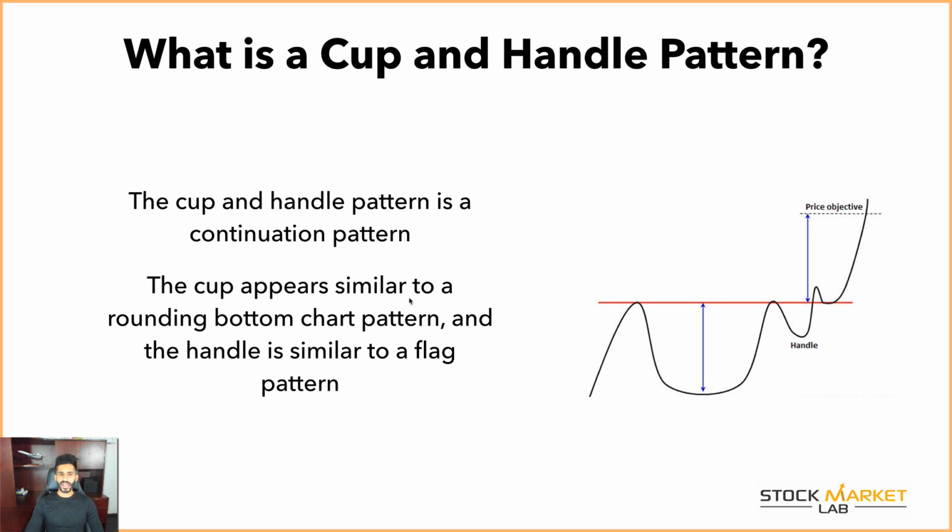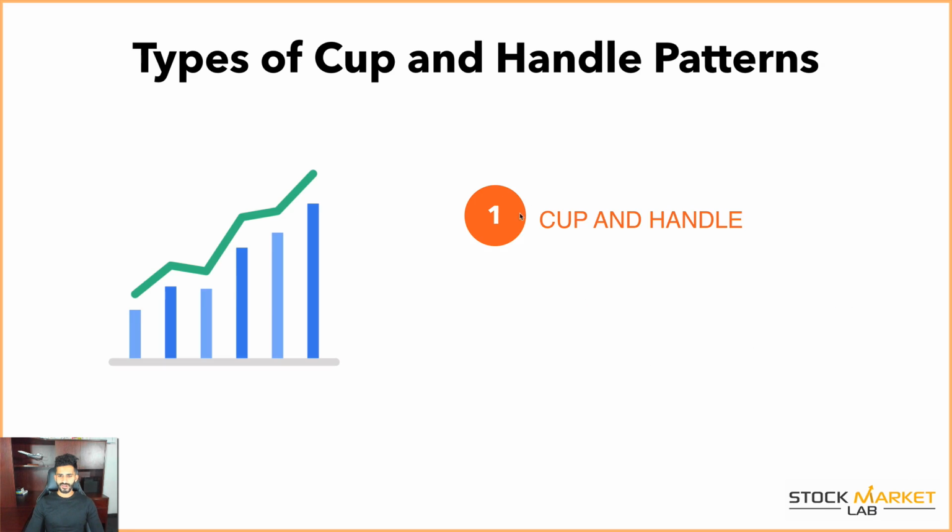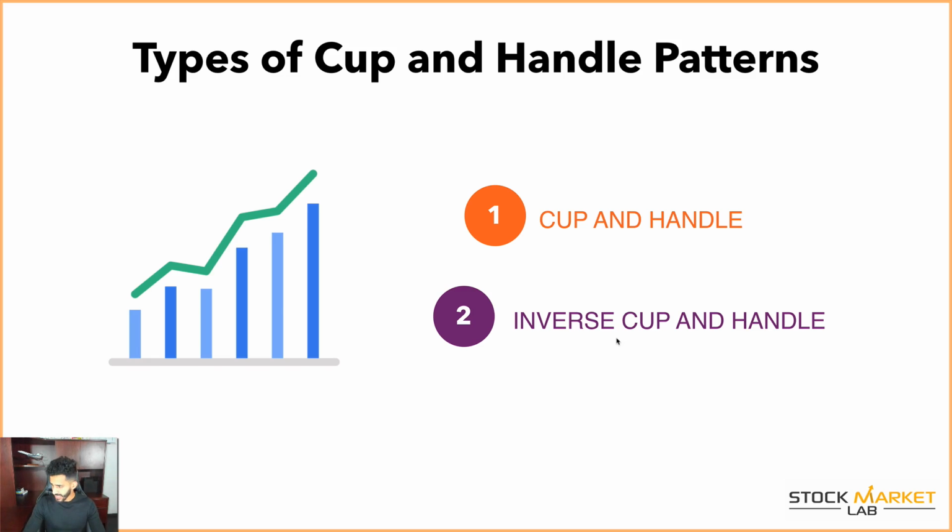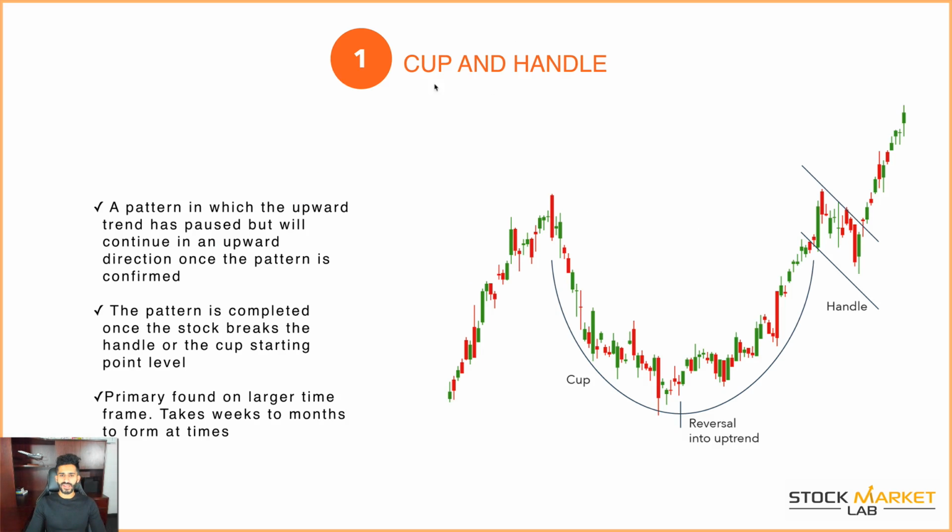So there are two types of cup and handle patterns. There's a cup and handle pattern, and there's an inverse cup and handle pattern. Let's get right into it. What is a cup and handle? Cup and handle, as I mentioned, is a continuation pattern, meaning the stock is already going in an uptrend. It takes a break, and then it continues the uptrend.